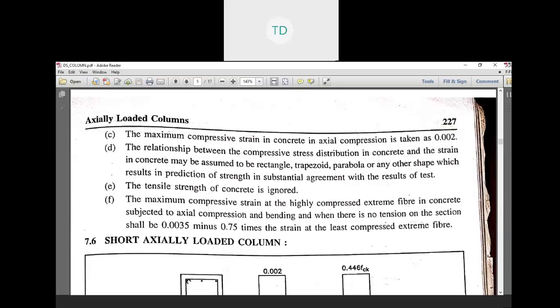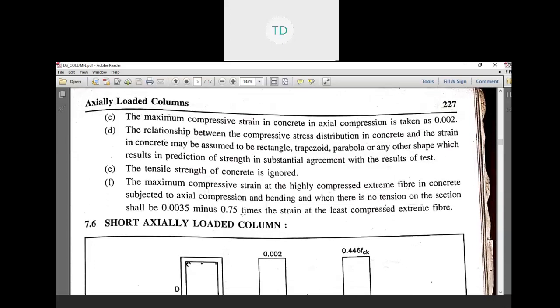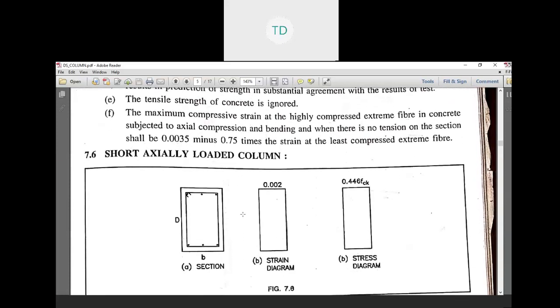Fourth, the tensile strength of concrete is ignored. And the last, the maximum compressive strain at the highly compressed extreme fiber in concrete subject to axial compression and bending, when there is no tension on the section, shall be 0.0035 minus 0.75 times the strain at the least compressed extreme fiber.